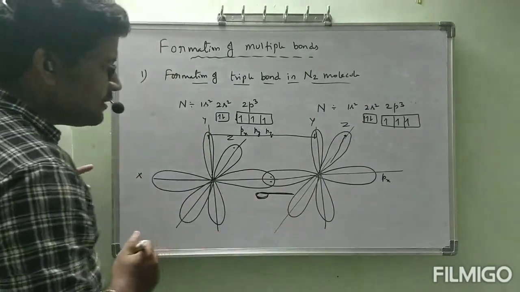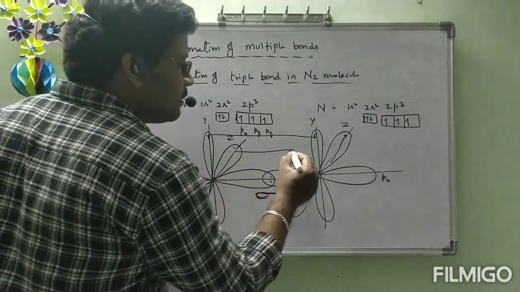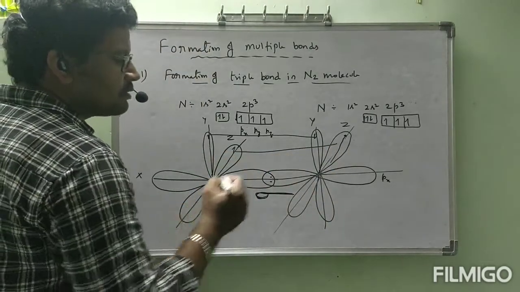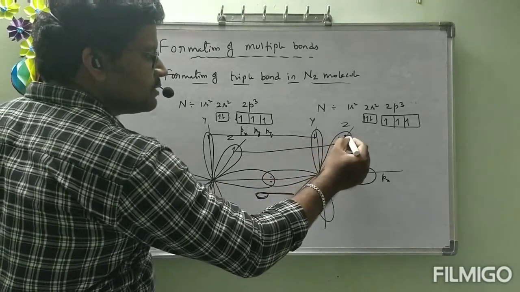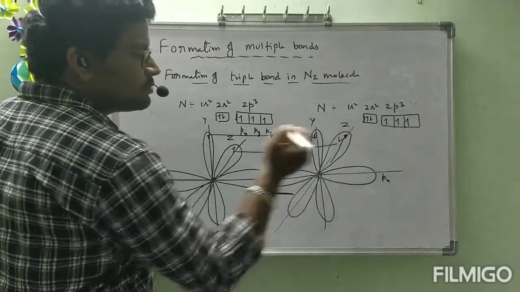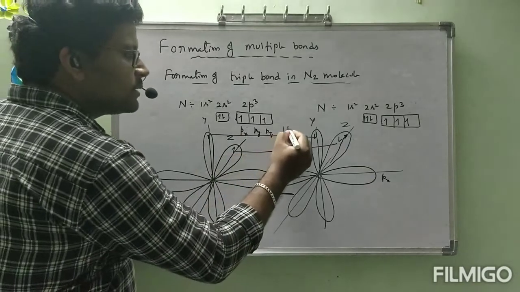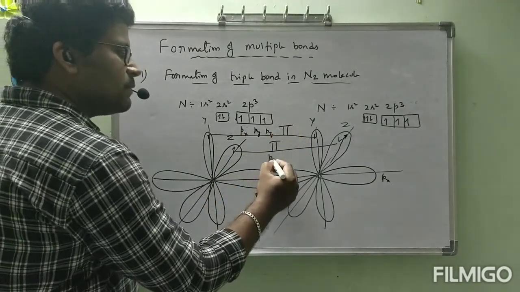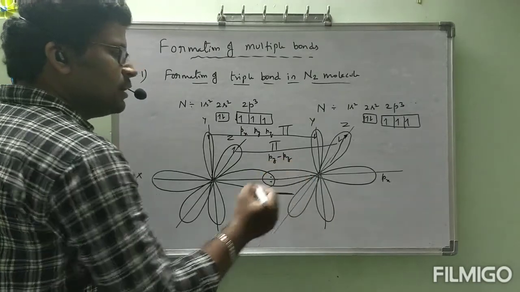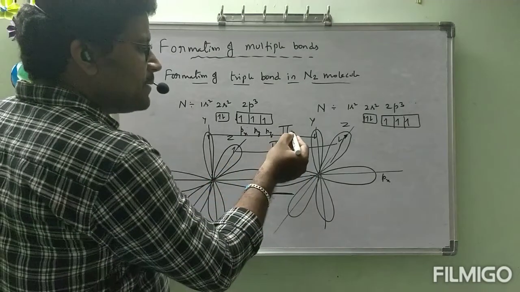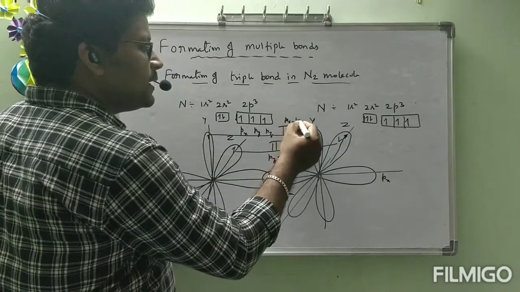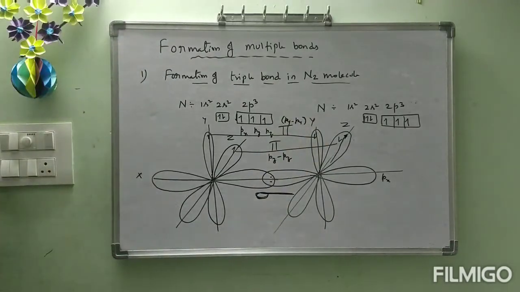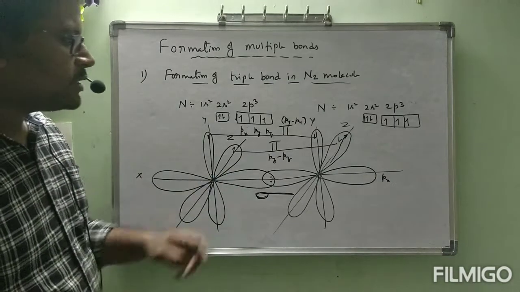Okay, next, same way, Pz and Pz. The electron present here is clockwise, and this one will be maintained as anti-clockwise. Then these two are involved in another pi bond. The pi bond representation is this one. This is another pi bond. This pi bond is formed by Pz, Pz, incomplete overlapping. This pi bond is formed by Py, Py, incomplete overlapping. In this way, 3 bonds are formed.